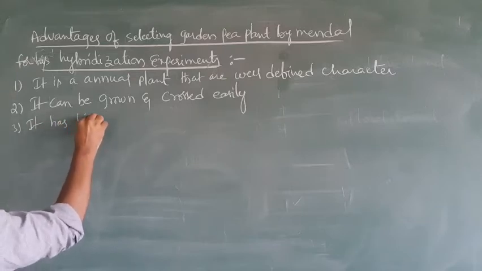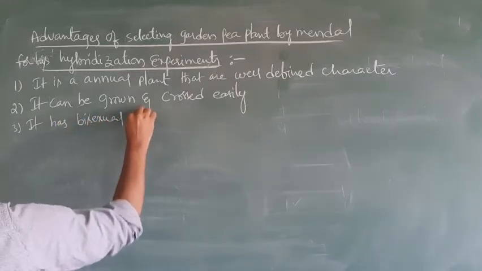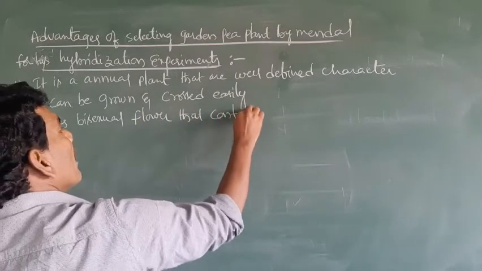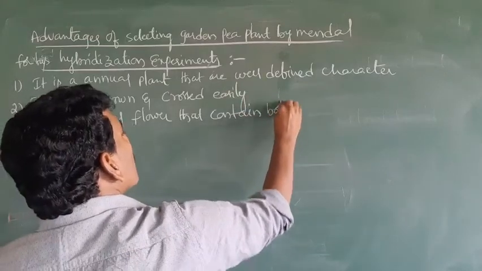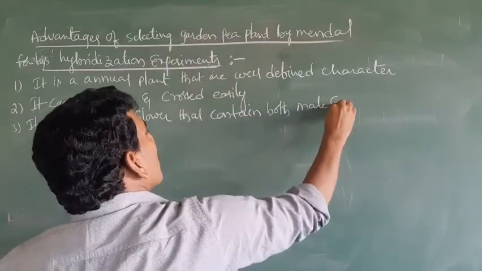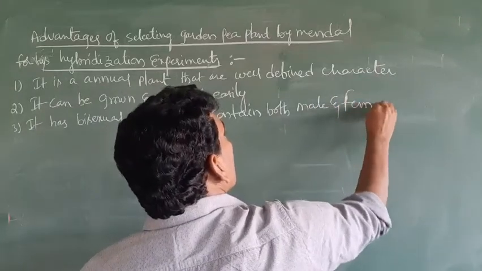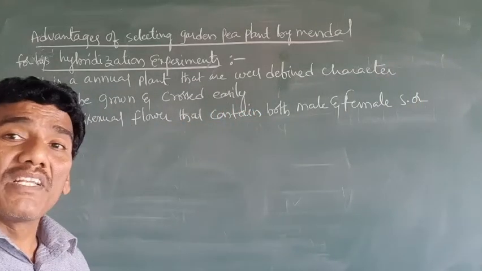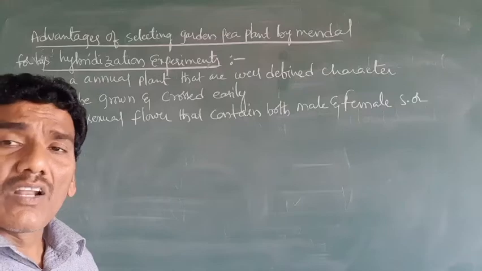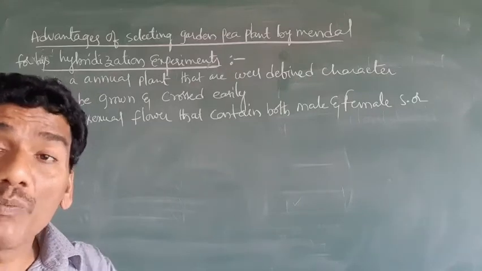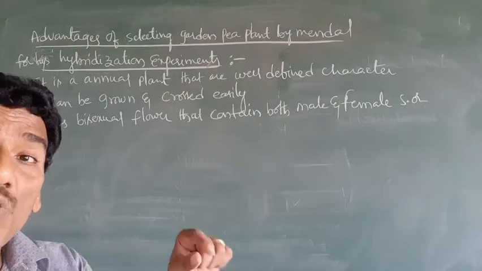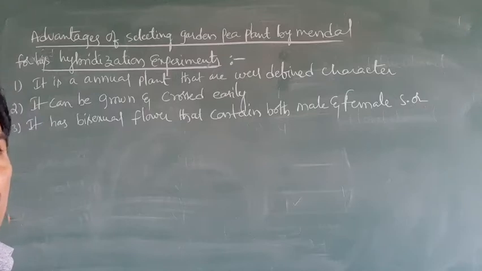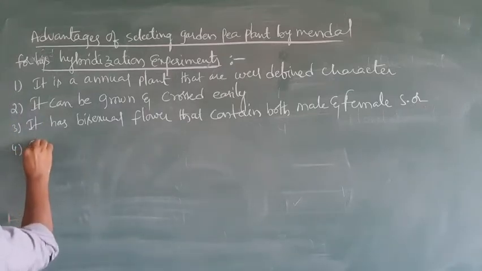Next one, it has a bisexual flower that contains both male and female sex organs. You know that a bisexual flower, one flower, consists of both male and female sex organs. It is also one of the advantages of the pea plant.